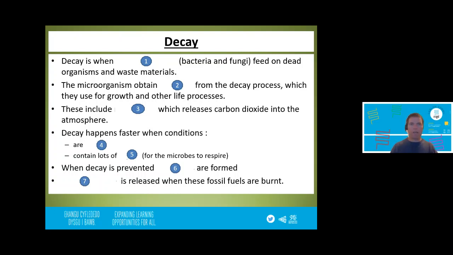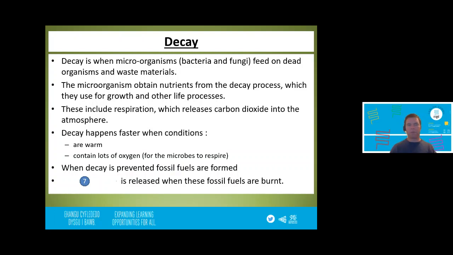So decay is when microorganisms, that is bacteria and fungi, feed on dead organisms and waste materials. The microorganisms obtain nutrients from the decay process, which they use for growth and other life processes. These include the process of respiration. See, we're back, we're talking about it again, which releases carbon dioxide into the atmosphere. And decay happens faster when conditions are warm and when the conditions contain lots of oxygen. And the reason for that is so microbes can respire. And when decay is prevented, we know that fossil fuels are formed.